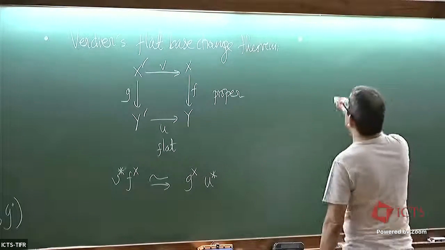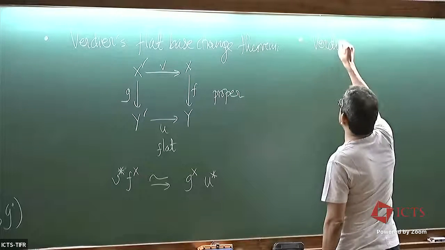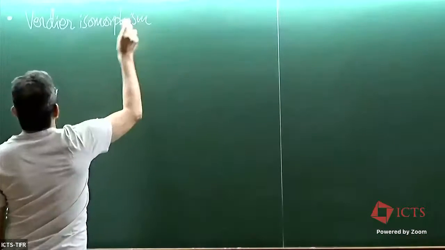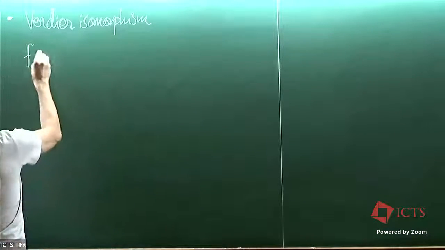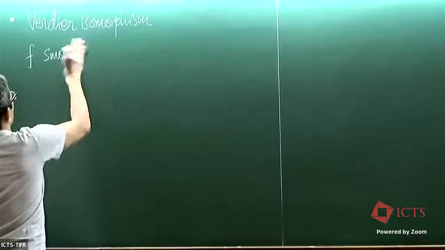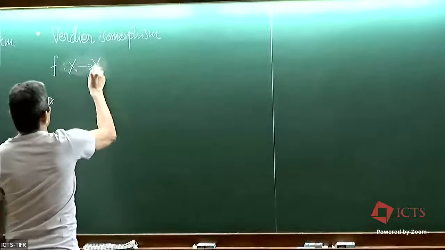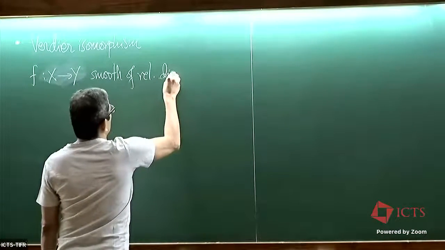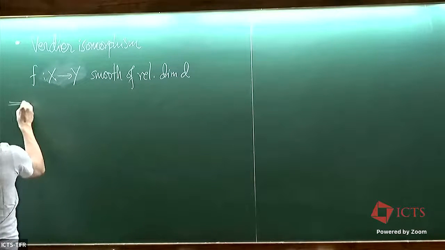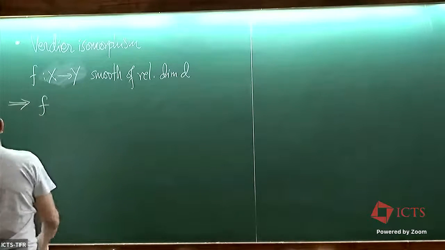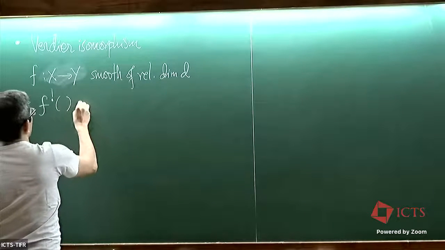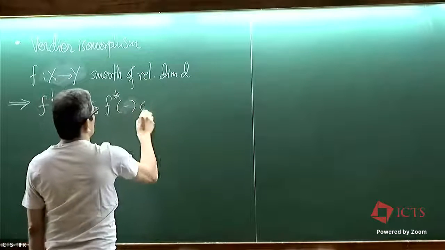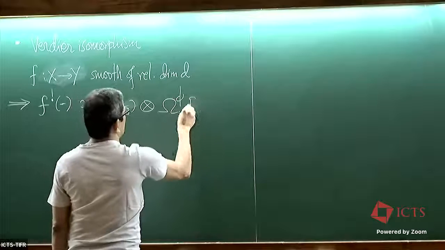So this is again due to Verdier. We'll call it the Verdier isomorphism. It says that if f, let's again say X to Y, is smooth of relative dimension d, then this implies f shriek is isomorphic to f upper star tensor with omega_f, shifted by d.